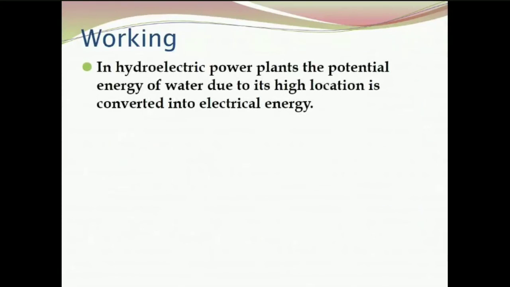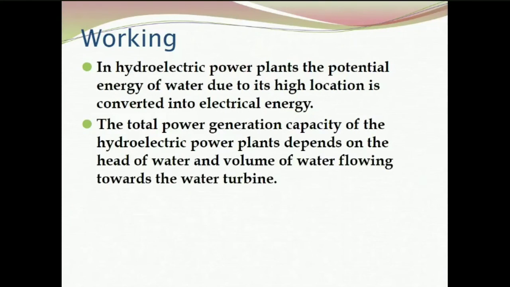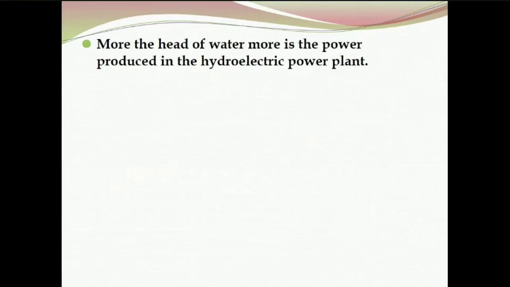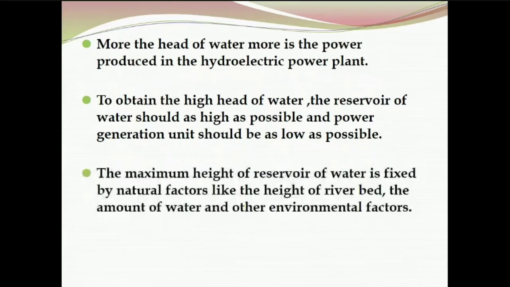Then working. In a hydroelectric power plant, the potential energy of water due to its high location, high head, is converted to electricity. The total power generation capacity of the hydroelectric power plants depends on the head of water and volume of water flowing towards the water turbine. More the head of water, more is the power produced in the hydroelectric power plant. To obtain the high head of water, the reservoir of water should be as high as possible and the power generation unit should be as low as possible.